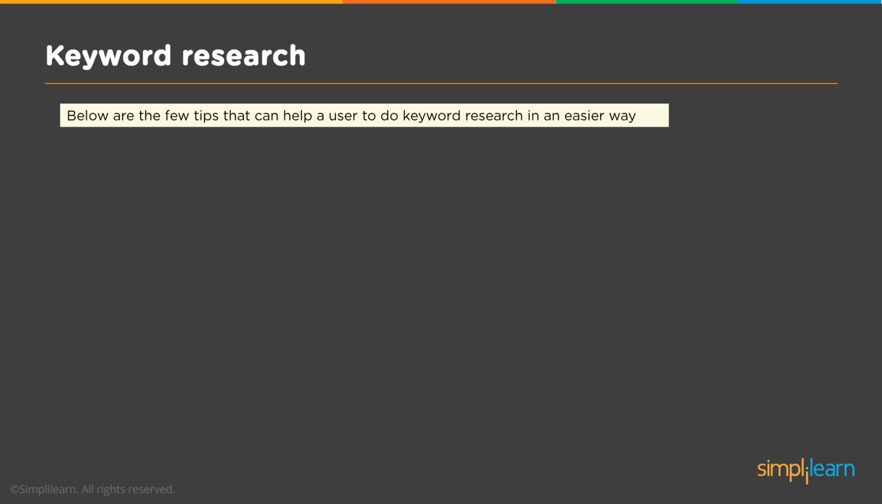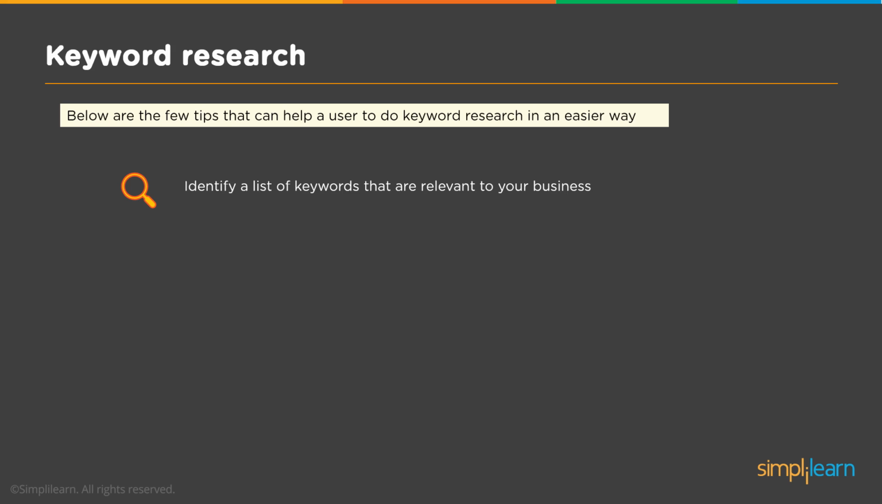When we do keyword research, we want to basically find keywords that we feel are relevant to our business that we want to be found on search for. Here are a few tips that can help you do that research in a more efficient manner. The first thing we want to do is identify a list of keywords that are relevant. We only want to focus on relevant keywords for our business. That's a given.